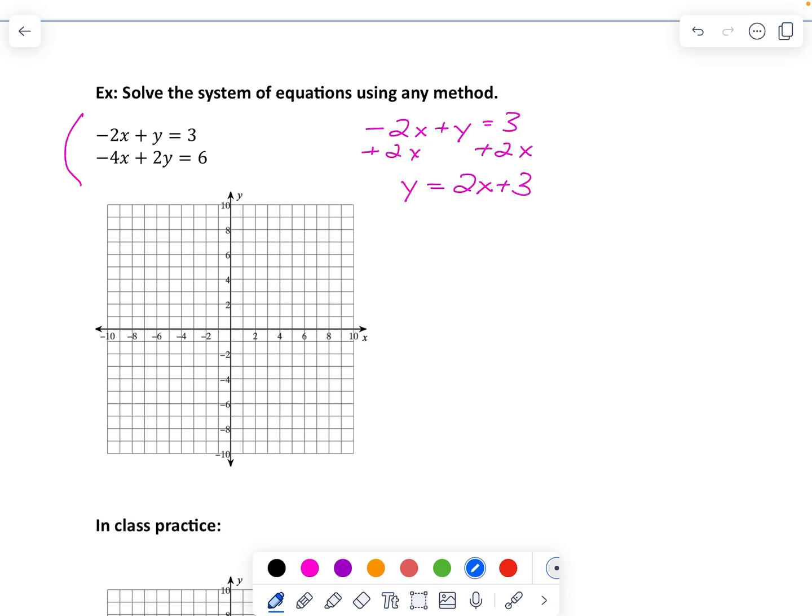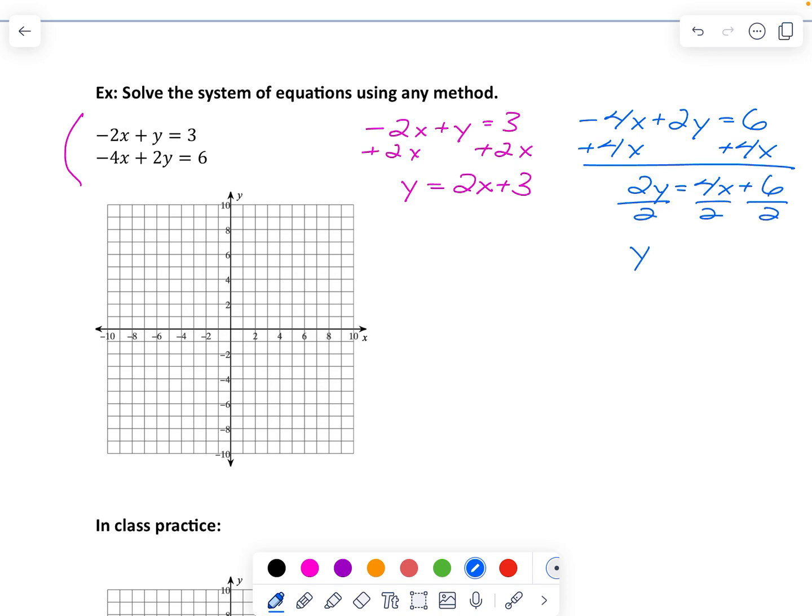Now I'm going to do my other one in a different color. So this is -4x plus 2y equals 6. Let's do this and divide everything by 2. Y equals 2x plus 3. Will you look at that? They didn't look the same when we started, but when we put them in slope-intercept form, they're the same equation.